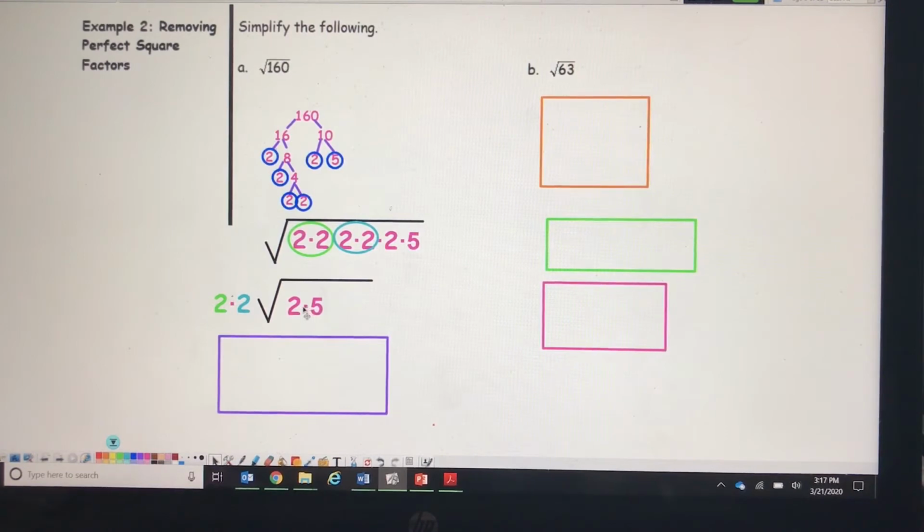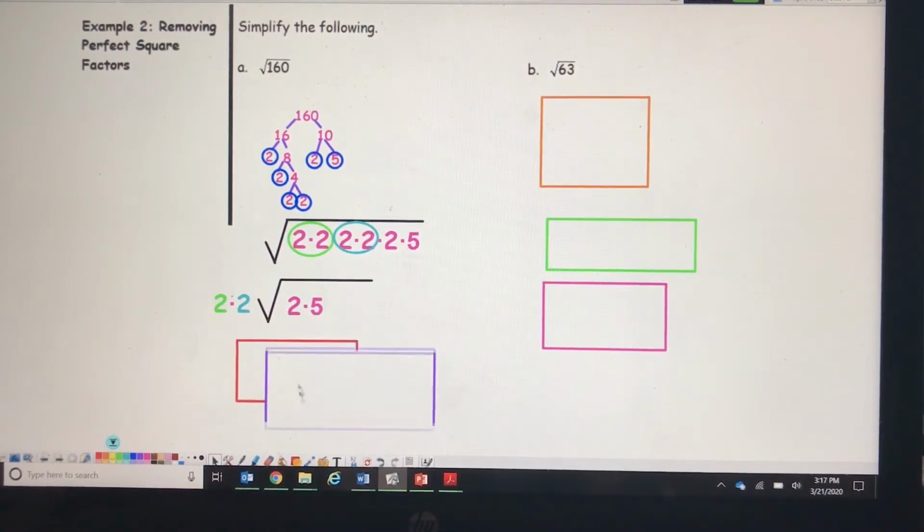Notice I have in between them a multiplication symbol because I'm going to multiply 2 and 2 on the outside to get 4, and 2 and 5 on the inside to get 10. So the square root of 160 is 4 square root of 10.